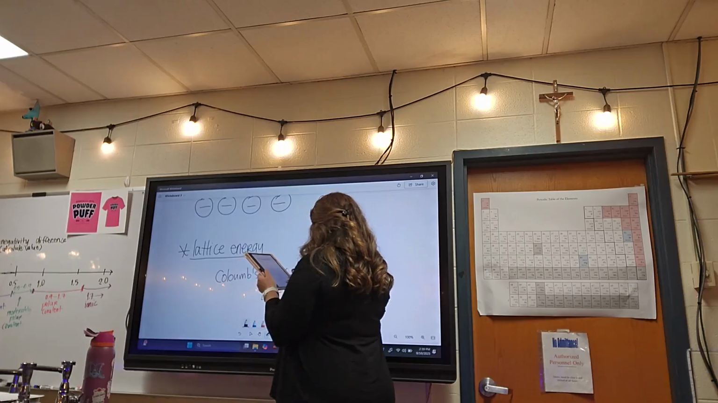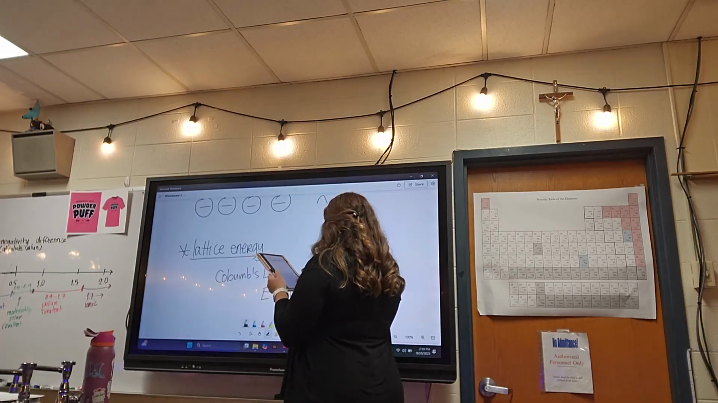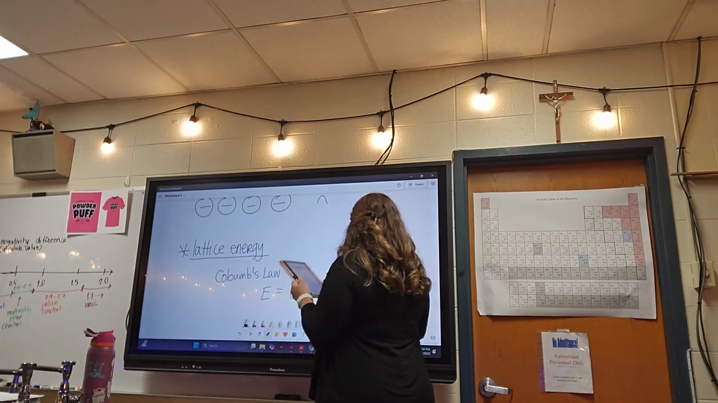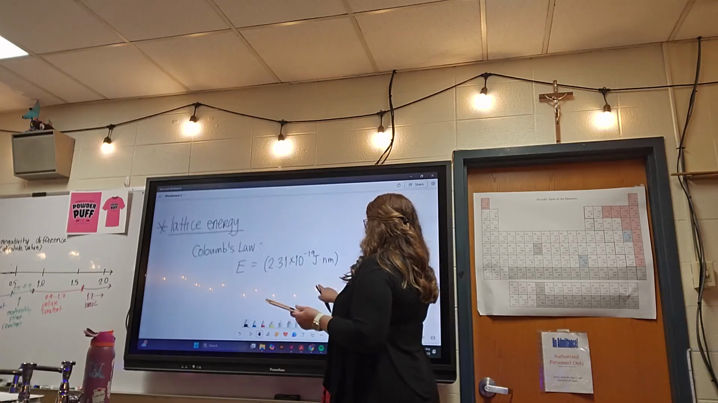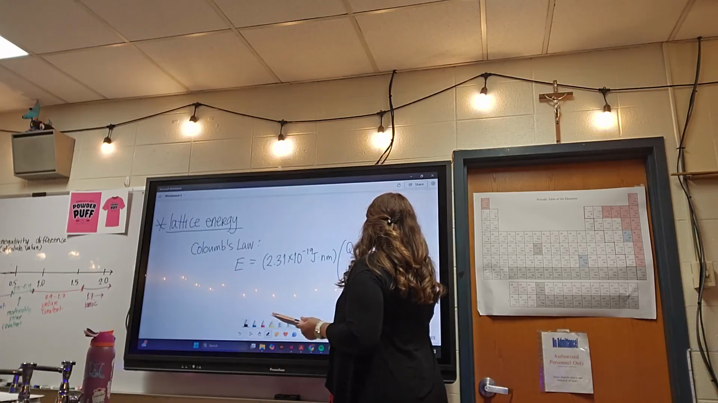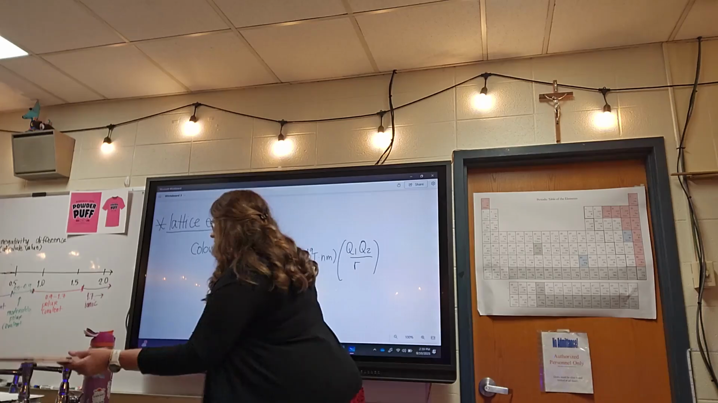Guys, stop talking. This is a constant. It's your Coulomb's law constant. But this is the part that's actually what we are interested in.